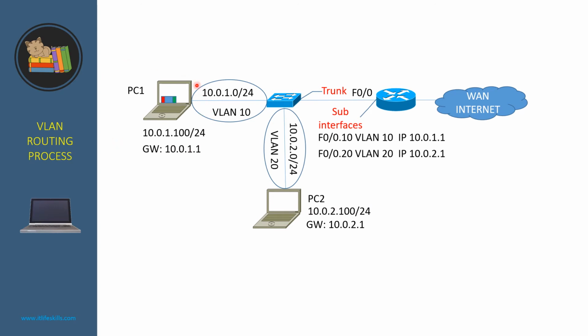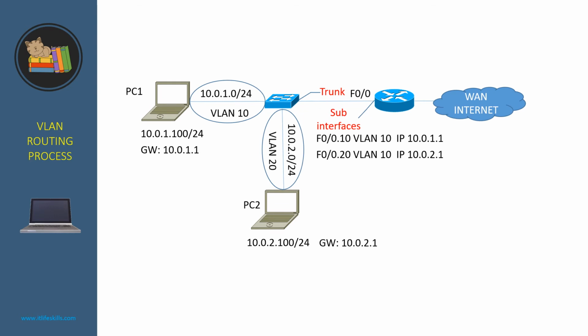Here is how PC1 in VLAN 10 sends an IP packet to PC2 in VLAN 20. Since PC2 is in a different subnet, PC1 encapsulates the IP packet into an Ethernet frame and forwards it to the default gateway 10.0.1.1. When the frame gets to the switch, it forwards it out of the trunk. The frame then gets tagged with VLAN 10 information before sending, and it is delivered to the sub-interface F0/0.10.